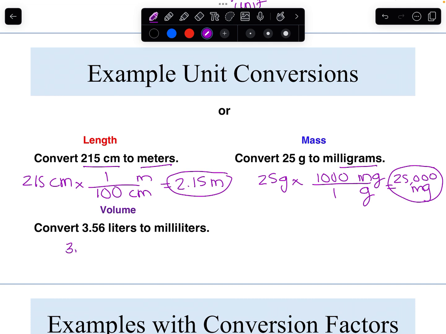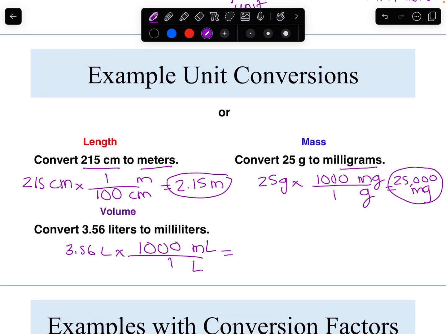All right, 3.56 liters to milliliters. You take the unit you start with, you put it on the bottom. The unit you're going to on the top, 1,000 milliliters to 1 liter. Go ahead and multiply because they're both on the top. You end with 3,560 milliliters.